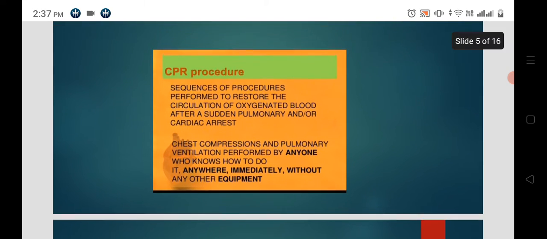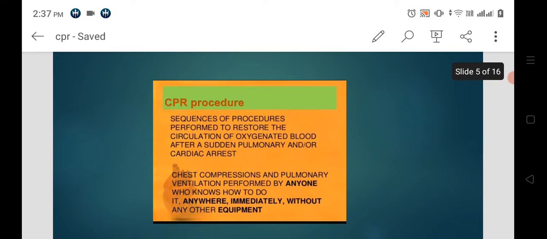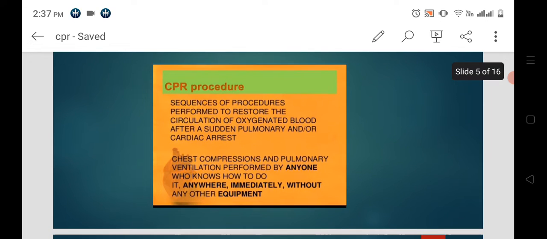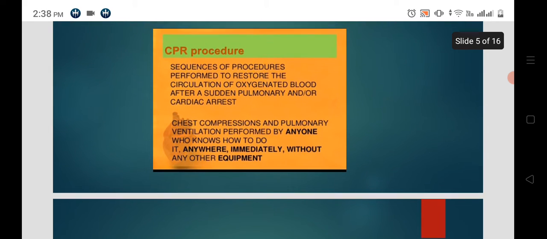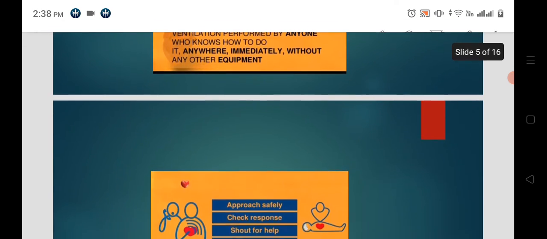What is the CPR procedure? It is a sequence of procedures which are performed to restore the circulation of oxygenated blood after a sudden pulmonary or cardiac arrest has taken place in the patient. In CPR, we do chest compressions and pulmonary ventilations, which can be performed by anyone who knows how to do it. It can be done anywhere immediately without any equipment.